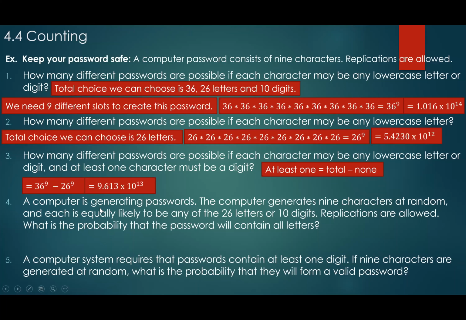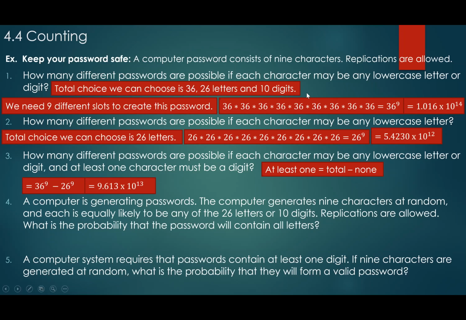If a computer generates the password, you don't come up with a password. You just go in the computer and say, generate me a password that has 9 characters at random. And it can be any lowercase letter and any digit, right? Now they ask you, what is the probability that the password contains all letters? So again, remember, how do we find probability? To find the probability, we need to know what we're looking for over the total possible ways, right?